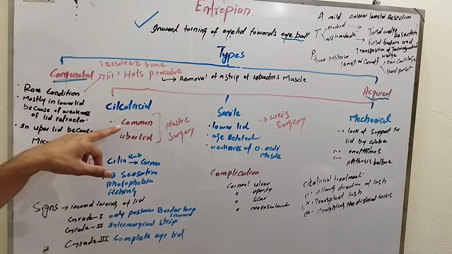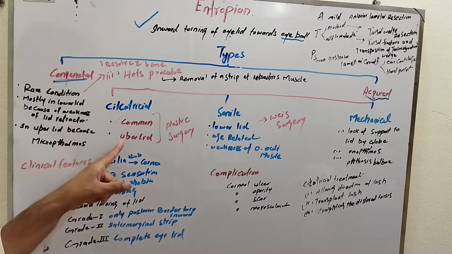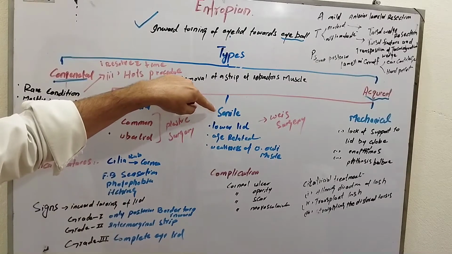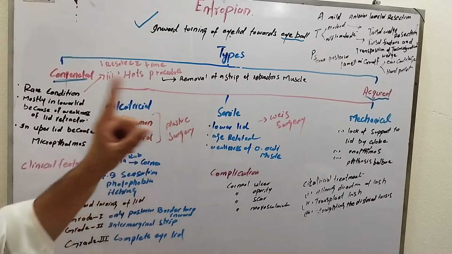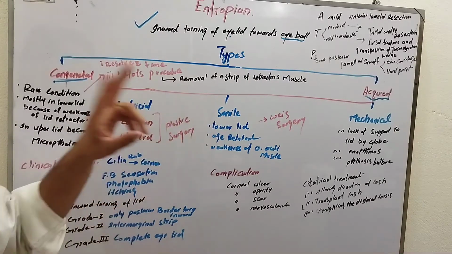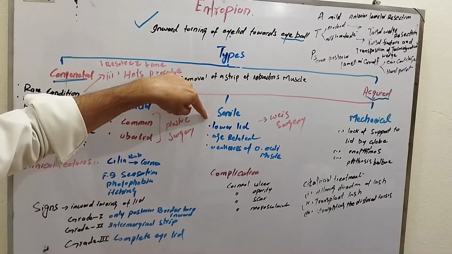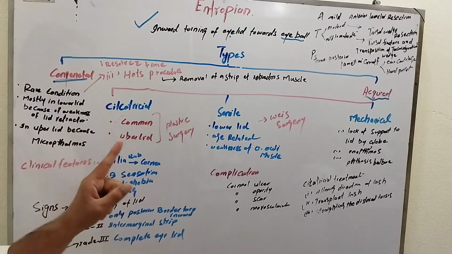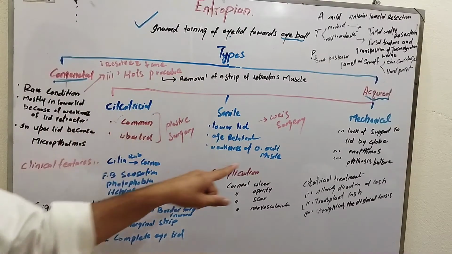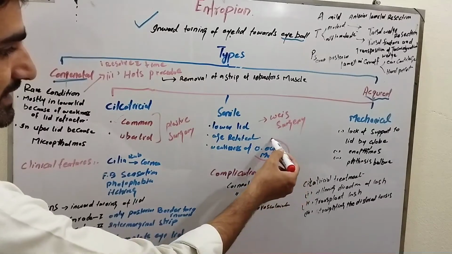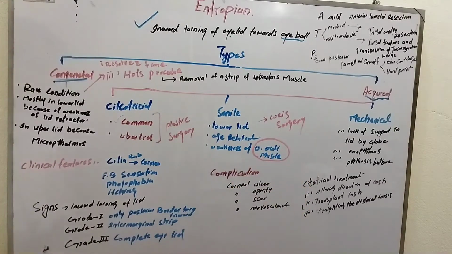Now, what is cicatricial entropion? It is the common type of entropion. It always develops in the upper eyelid. Now, what is senile entropion? This is age related. Always remember, senile means age. It mostly develops in the lower lid. And why does it develop? It develops because of weakness of the orbicularis oculi muscle.